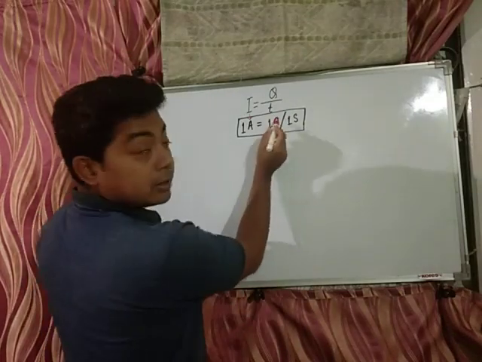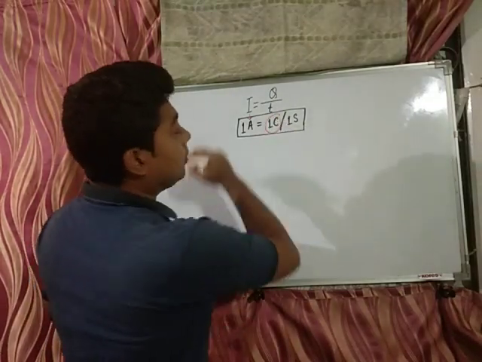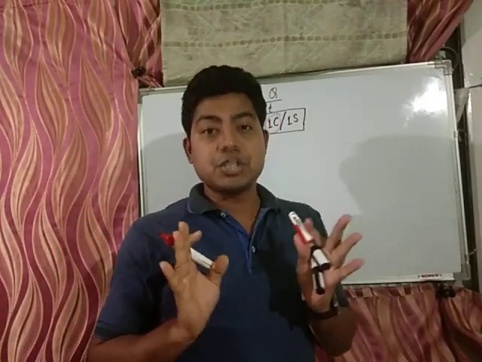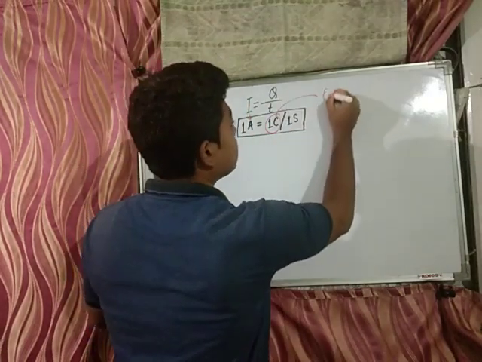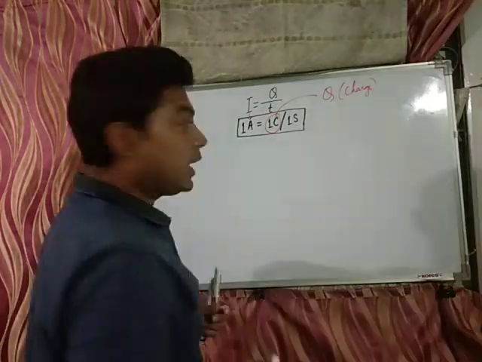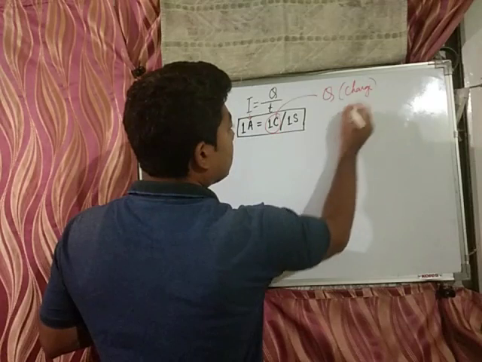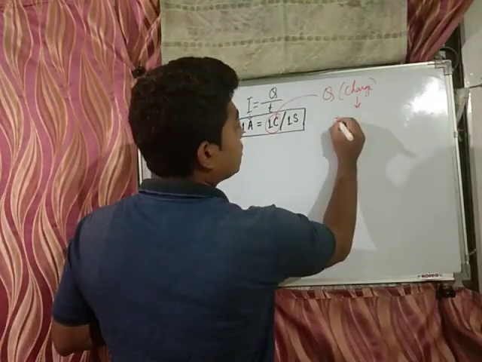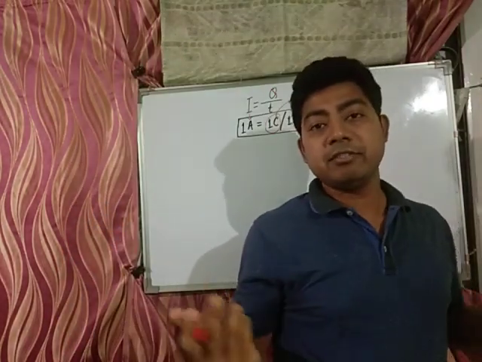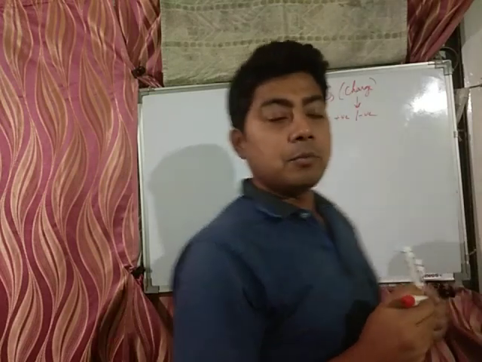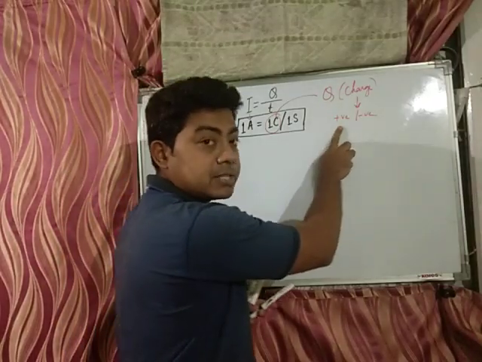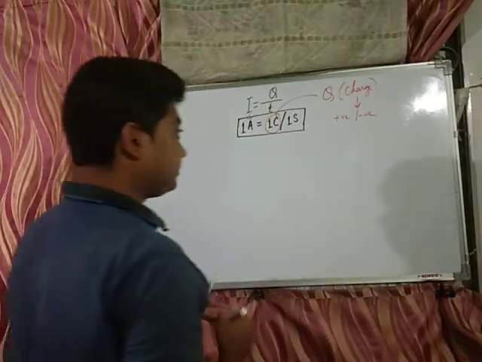Now, today we will discuss what is 1 coulomb. What is the meaning of 1 coulomb? 1 coulomb is the charge. That means charge we denote as Q. Already we know charge can be positive or negative. Protons and electrons give these charges. Protons give positive charge and electrons give negative charge.